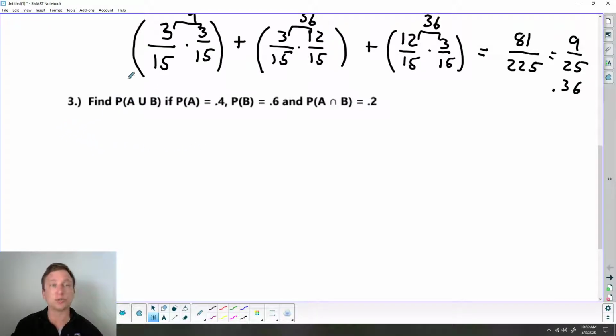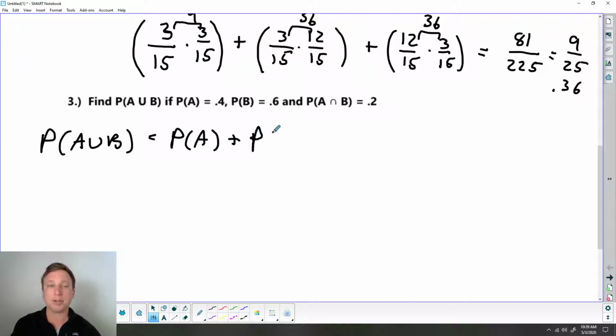First one is to use the addition rule of probability, which says to find the probability of A union B, I take the probability of event A occurring, add it to the probability of event B occurring, and then I subtract the overlap one time because it's counted in A as well as B. So A intersect B is what we subtract.